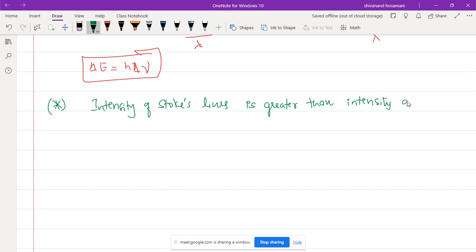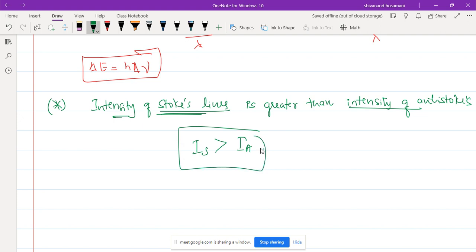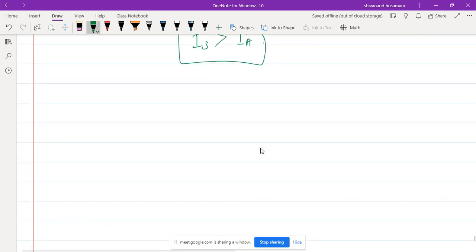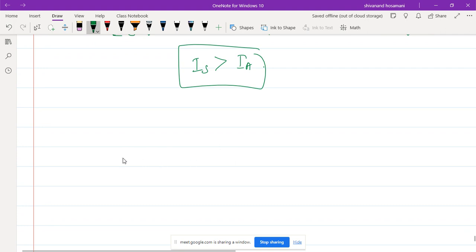Intensity of anti-Stokes lines. Okay, so this is very important. Intensity of the Stokes is greater than intensity of the anti-Stokes, meaning I Stokes is greater than I anti-Stokes. Remember, intensity I means the ratio of I anti-Stokes to Stokes.